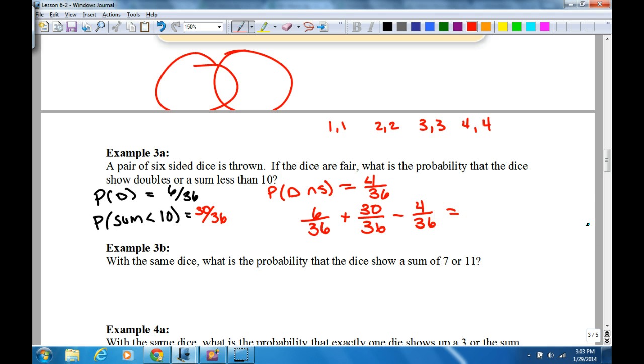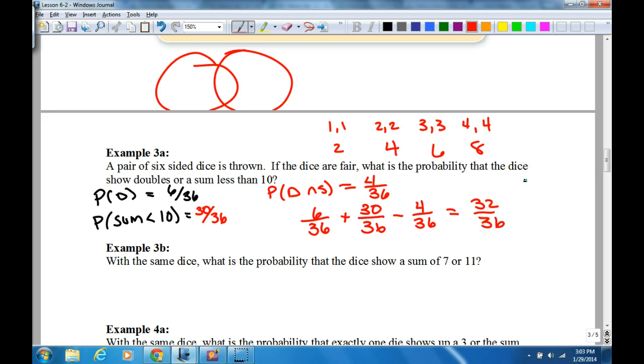Okay? These numbers, 1, 1, 2, 2, 3, 3, and 4, 4, were already counted in the doubles, and they're also counted in the sum less than 10, because 1 plus 1 is 2, 2 plus 2 is 4, 3 plus 3 is 6, and 4 plus 4 is 8. So they're one of those sets that are counted. So then the number would be 32 over 36.